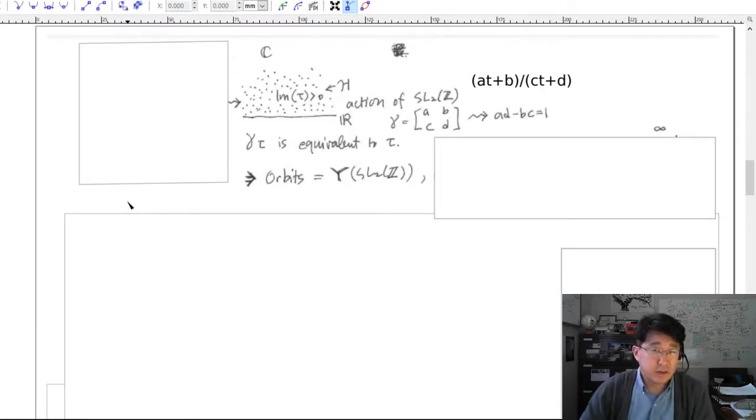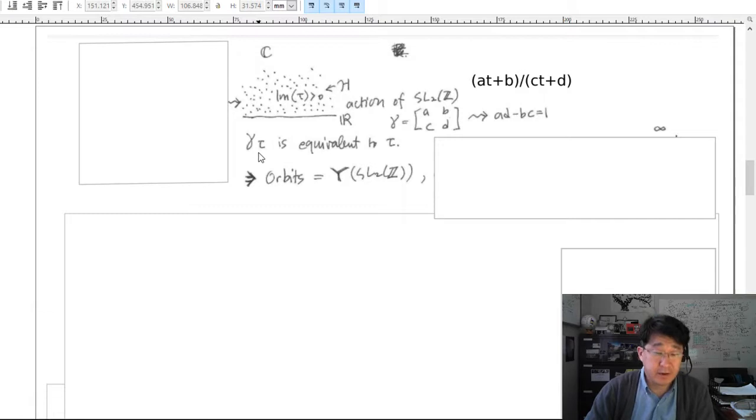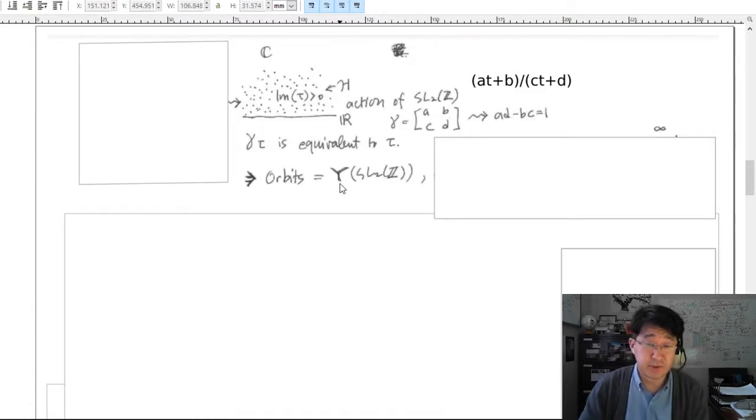This is a standard way of identifying these points in the upper half plane. Being connected by SL2Z means considering these orbits, looking at each orbit as one point. So the set of orbits under this action is going to be denoted by H modulo SL2Z, but later on we'll simply write Y and just focus on this simple setting.